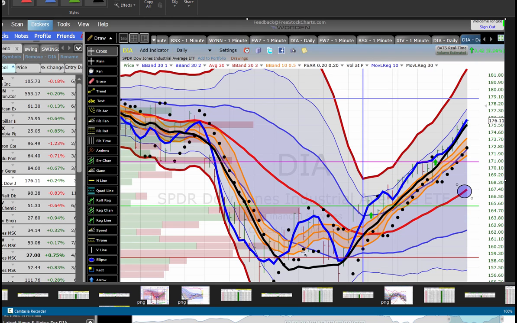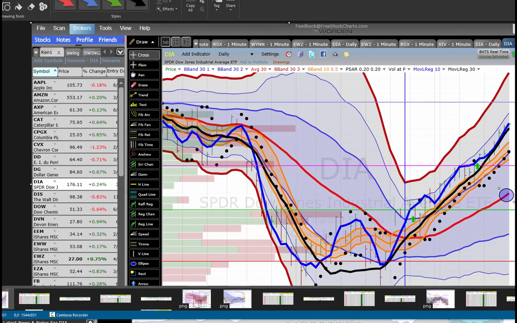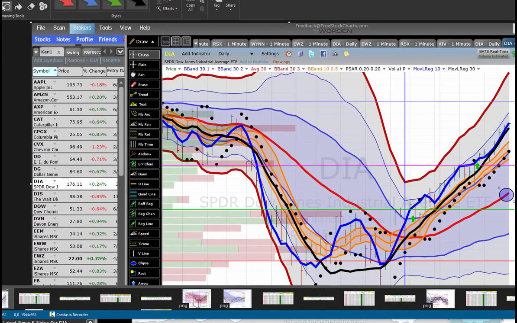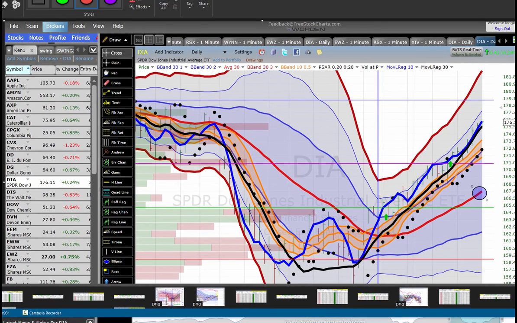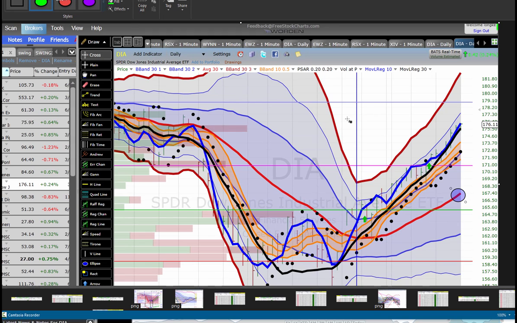All right, so all I've done here is taken a screenshot and Snagit, and we're going to just do a quick markup, show you how easy Snagit is to use. So there's the edge of the Bollinger Band mean. That's Z plus 1, Z plus 2, Z plus 3.